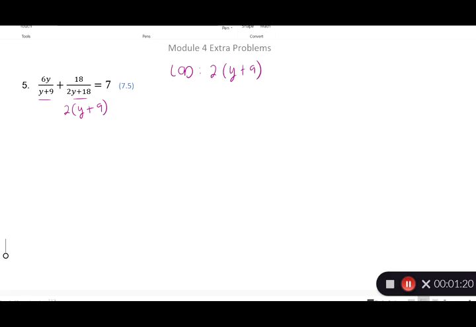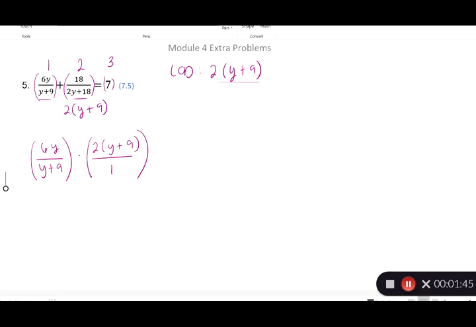So what we're going to do is multiply each term. In this equation, there are 3 terms. 1, 2, 3. This is a term, this is a term, and this is a term. And we're going to multiply each of these 3 terms by the LCD. Okay? So I'm going to go ahead and write it out just to show you exactly what's happening. And we're going to put it over 1. So we remember that we're trying to multiply the numerator of the fraction by this. We don't want to multiply the denominator.